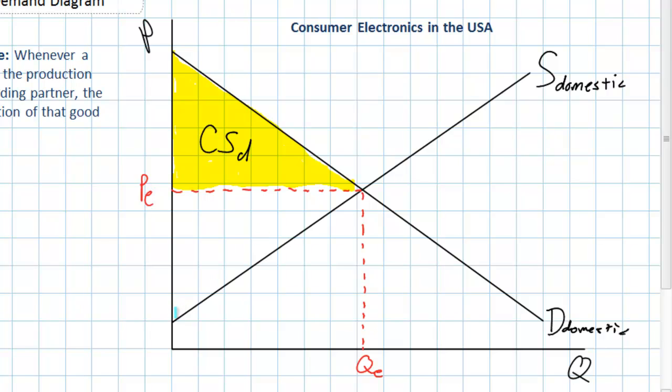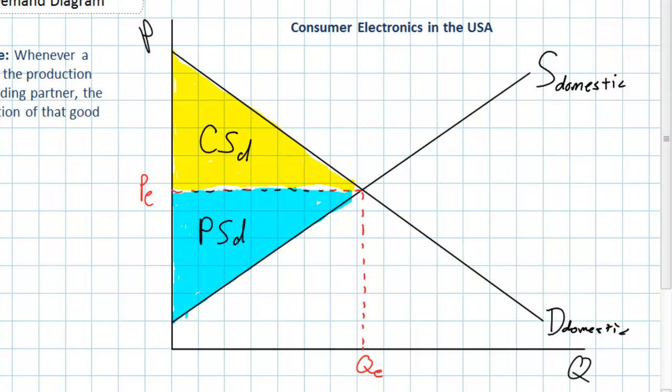Producer surplus represents the additional welfare enjoyed by manufacturers of electronic goods who were willing and able to sell their electronics at a price lower than the actual equilibrium price. Producer surplus among American electronics producers, therefore, is the area below the domestic price of PE and above the domestic supply of S domestic. There's our producer surplus without trade. So both of these shaded areas now represent the total welfare in the market for U.S. electronics without international trade.